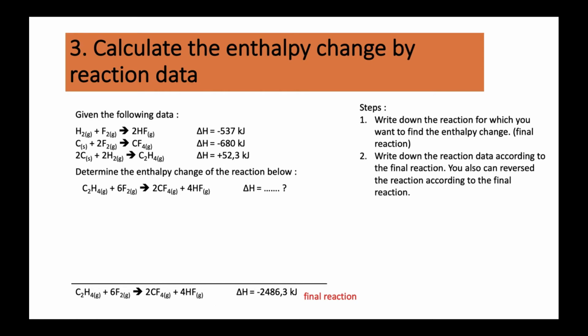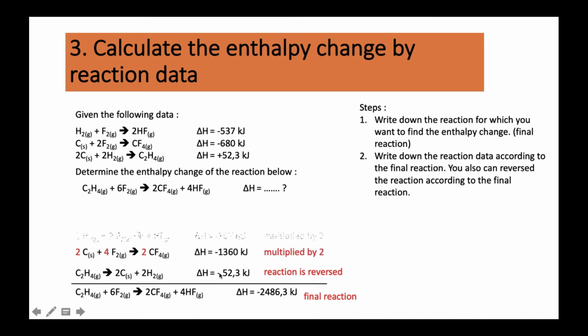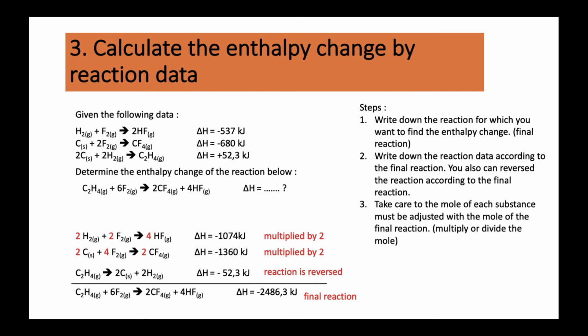And second, write down the reaction data according to the final reaction. You can also reverse the reaction according to the final reaction. For example, in this reaction, ethane is a product. Because the final reaction needs ethane as a reactant, we have to reverse the reaction, and it becomes this reaction. Because the reaction is reversed, we have to change the sign of the value. This value is positive. After reversing the reaction, it becomes negative.